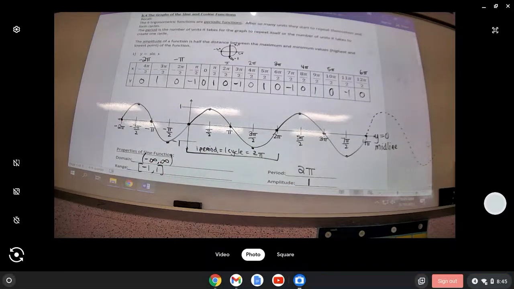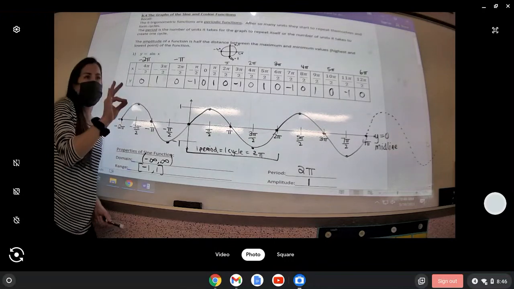All right, what else do I have down there? The x-intercepts. All right, the x-intercepts. Guys, take a look at this. Look at the x-intercepts.